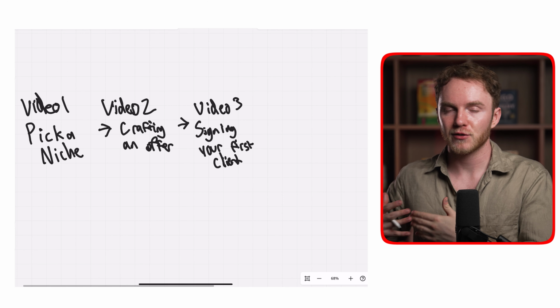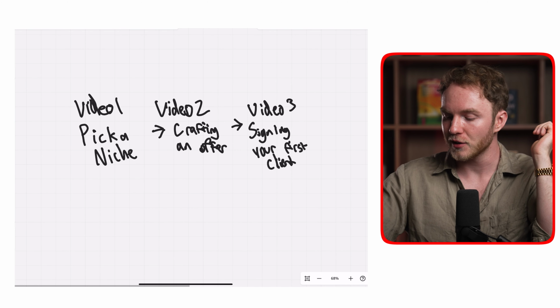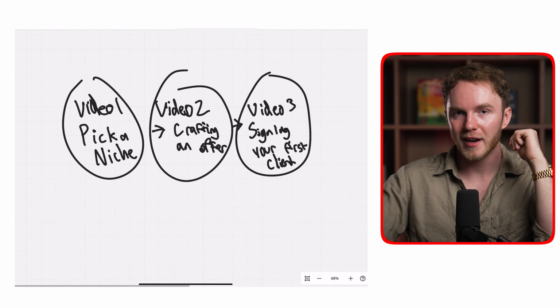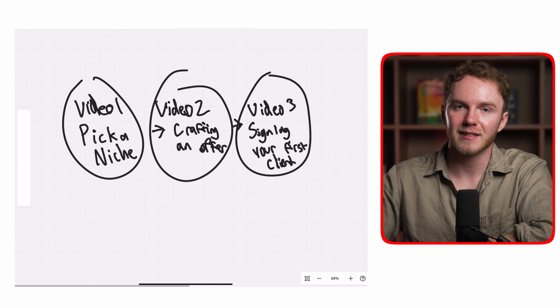So that is a very natural transition because what is the process of starting a business? Well, first you need to pick your niche, then you need to craft an offer, and then you need to sign your first client, right? And that's how everyone pretty much starts. It's a very, very natural transition, and it's such an easy sell. The real secret behind this is that you need to have a proper in-screen framework.